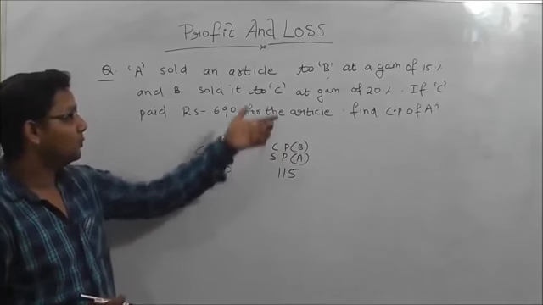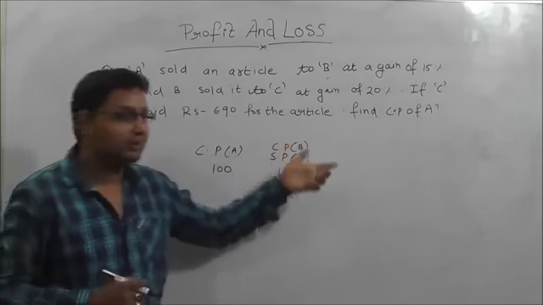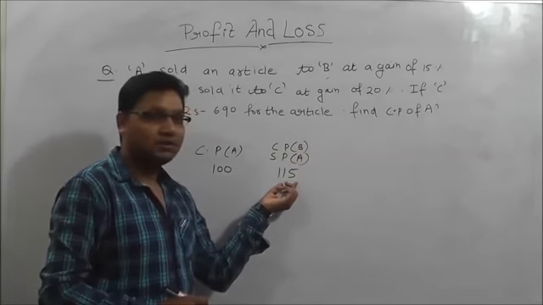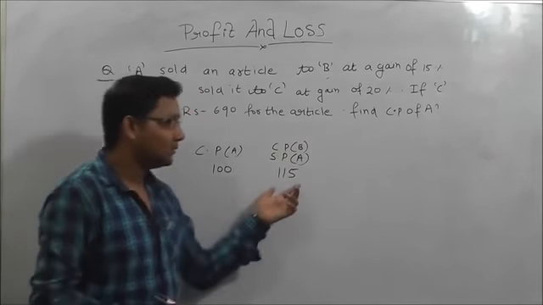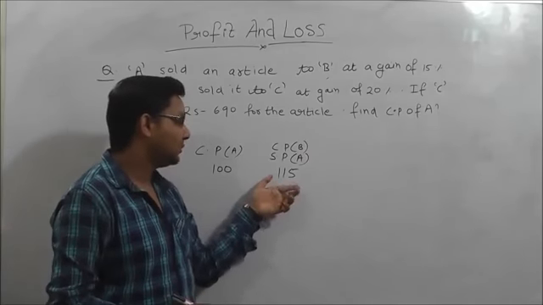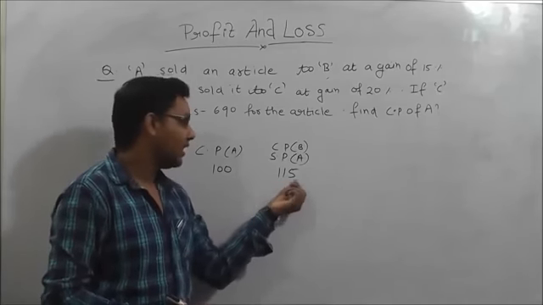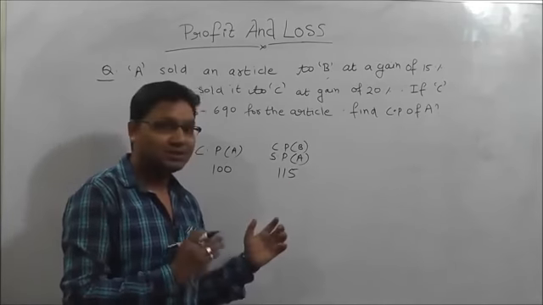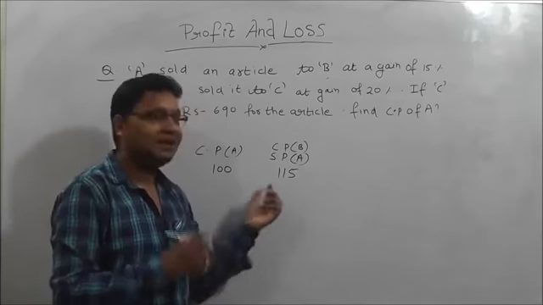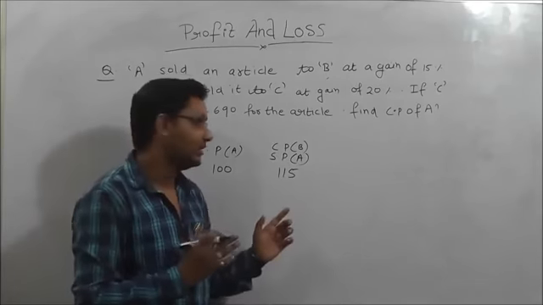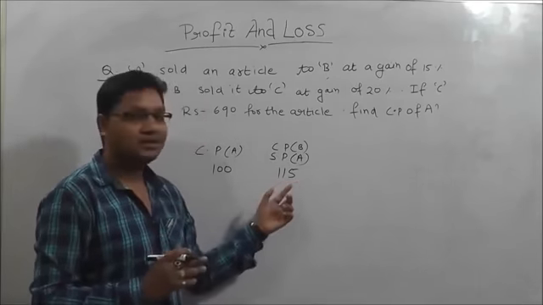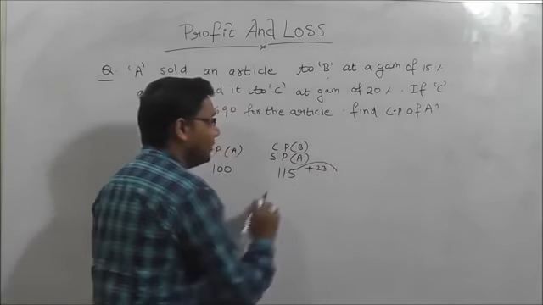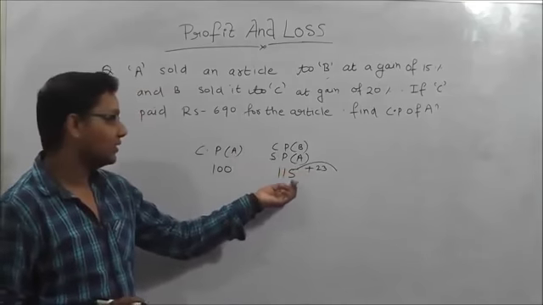And B sold it to C at a gain of 20%. So what is 120% of 115? Let us find 20% of 115. 10% is 11.5, after shifting the decimal one digit, we can find 10%. So what is 20% of 115? 11.5 into 2, that is 23. So 115 plus 23 will be 120% of 115.